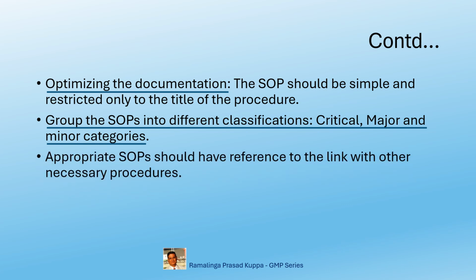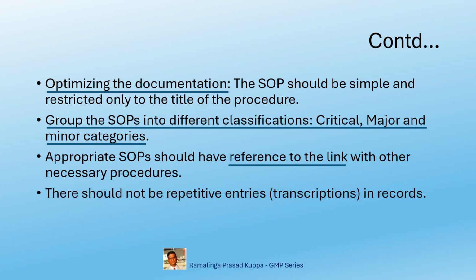Appropriate SOPs should have reference to the link with other necessary procedures. As explained earlier, if you make a linking note at the end of the SOP for receipt, such as refer to so and so procedure with ID number for quarantine, the reader will know what the next step is. Same strategy for any SOP with a link to the necessary next procedure.